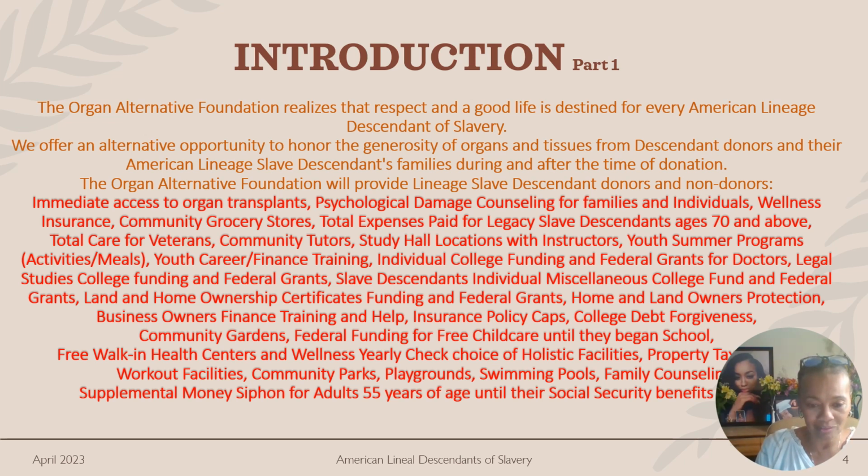Community parks. There will be parks. People like dogs. People like cats. Slave descendants like dogs and like cats. So there will be community parks, places to take their children, and places for the children to be. Kids like to play outside. Playgrounds, swimming pools, family counseling. And that's important. Keep our families together.